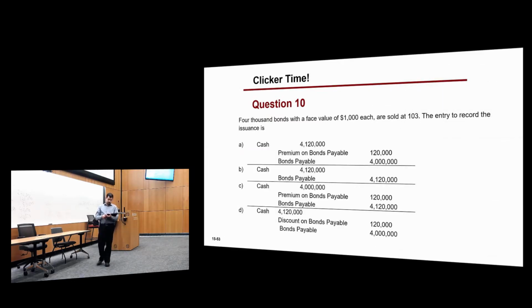So when the company issues bonds at 103, like here we have 103, it's higher than 100%. So the company sold it at a premium, which would automatically remove answers B and D. The ones that could be correct are A and C. Cash will always be the amount that the company will receive from selling those bonds. So it's 4,000 bonds multiplied by $1,000, which is the face value, multiplied by 103%.